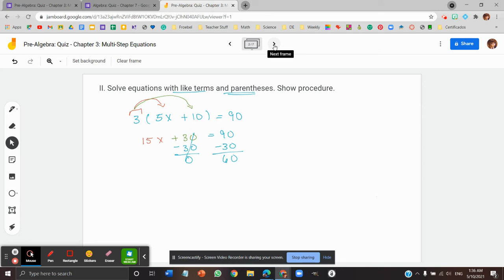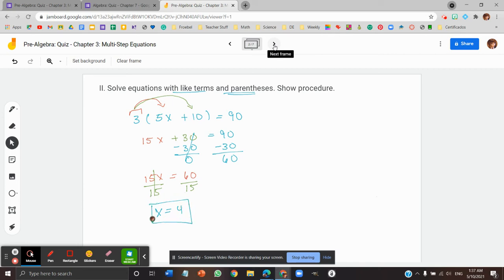What do I have left? Well, I have left the 15x equals 60. And again, I have a multiplication right there. Therefore, I have to divide, so I can leave that x by itself. If I divide by 15 on one side, I have to divide by 15 on the other one. This is going to cancel because 15 over 15 is 1, and 1 times x is x. And 60 divided by 15 is 4.